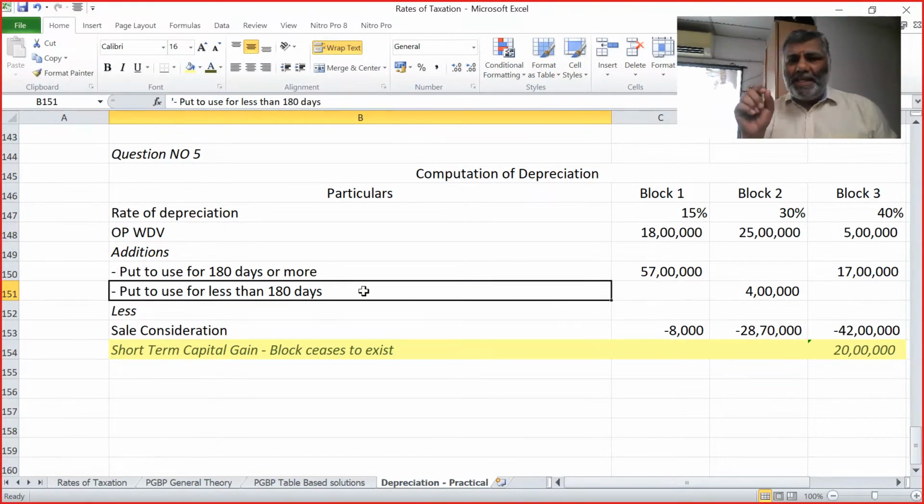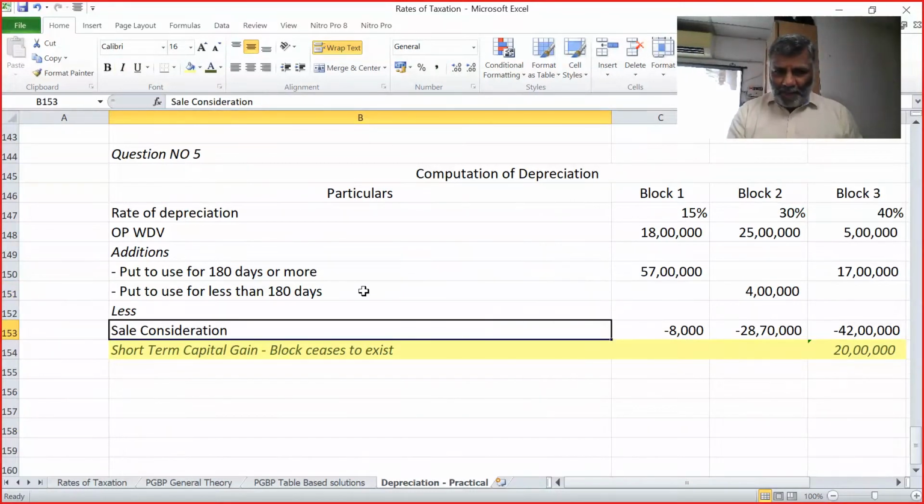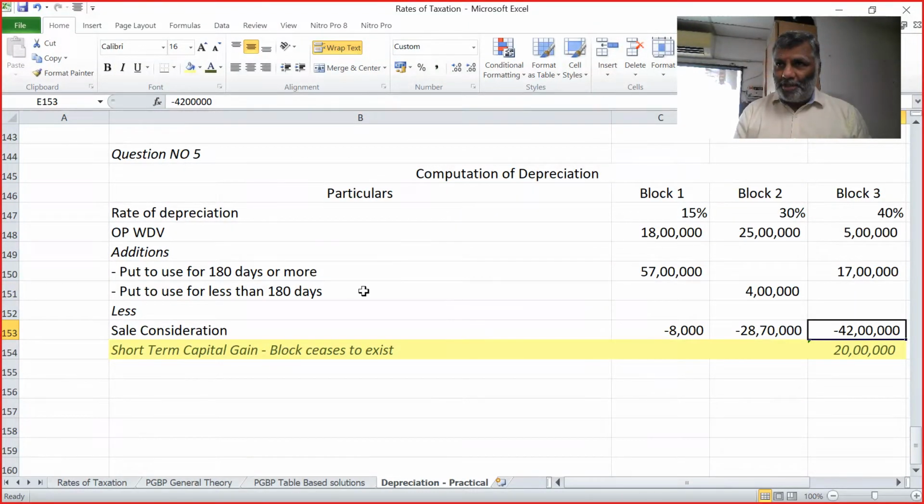Block C is gone. We get a short-term capital gain. When will a block cease to exist? In two circumstances a block ceases to exist. One, when all the assets in the block are sold, that we saw. Second, when the sale consideration exceeds the balance available.